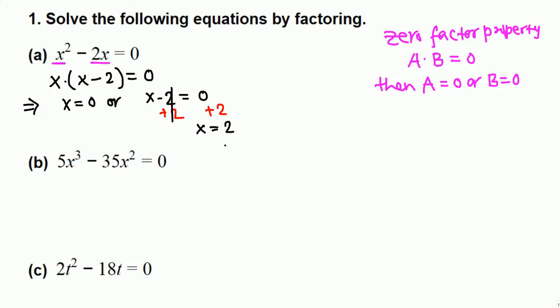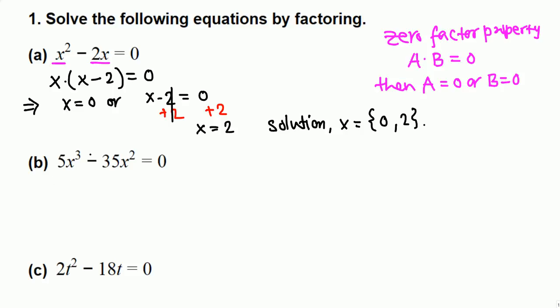But before we confirm these answers, we need to check if x equals 0 satisfies the original equation. Just plug in x equals 0 into the left side. If you get 0, then x equals 0 is a solution. Same thing here. And it appears x equals 0 and x equals 2 both satisfy this equation. So the solution is, we write it this way, solution x equals 0 and 2. We can use braces around. So there are two solutions.